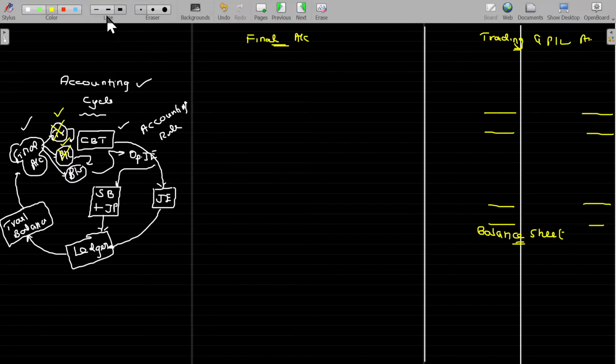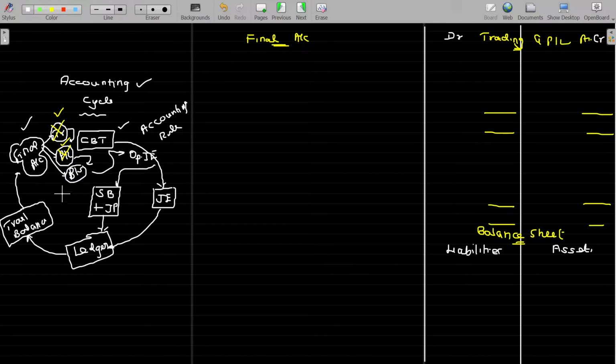In the trading account, the left hand side is the debit or expense side. The right hand side is the credit or income side. When it comes to the balance sheet, your left hand side is named capital and liabilities, which we especially call liabilities. And the right hand side is named assets.